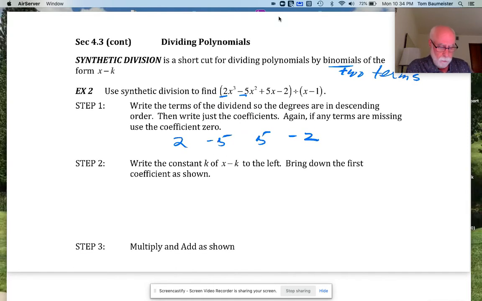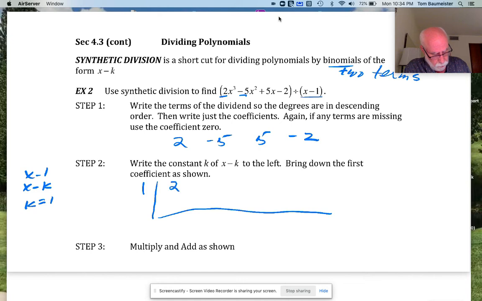We are looking at x minus 1. So if we have x minus k, k is equal to 1. We're going to write it off to the side here. And then we take our 2, negative 5, 5, and negative 2, and we bring down the first one as shown.